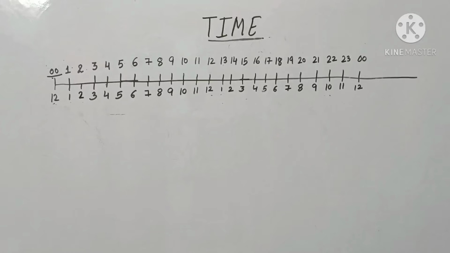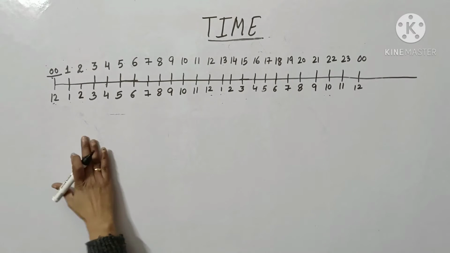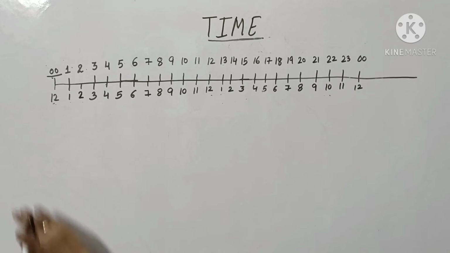See beta, now you all know how to read the time and you have understood the concept of AM and PM also. Yes, but when you will go to railway station or when you will go to airport, there you will not be seeing the time in AM or PM. They use the 24-hour clock time.